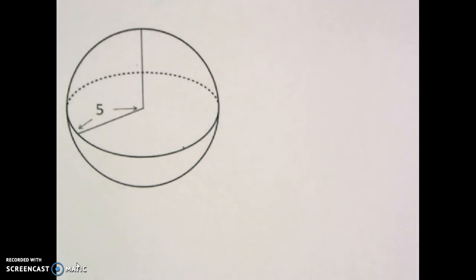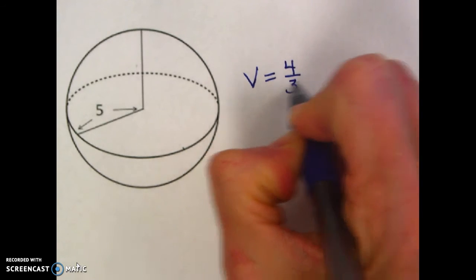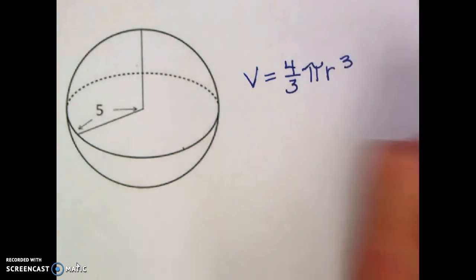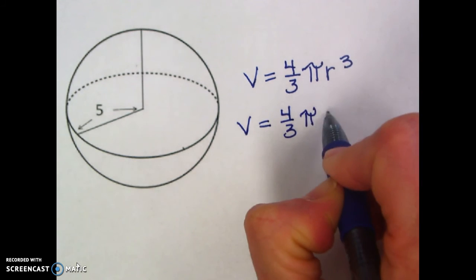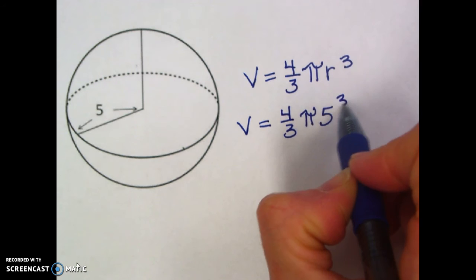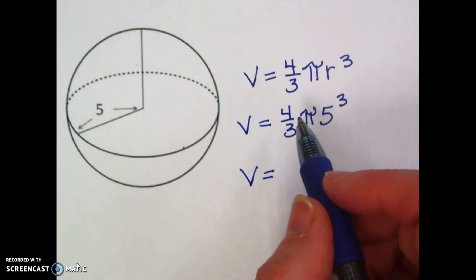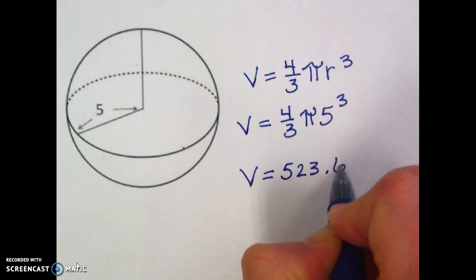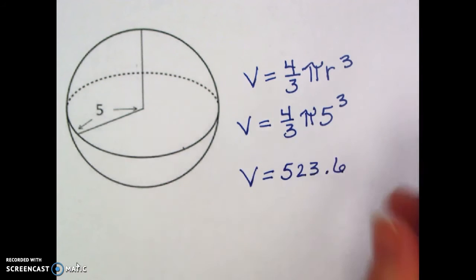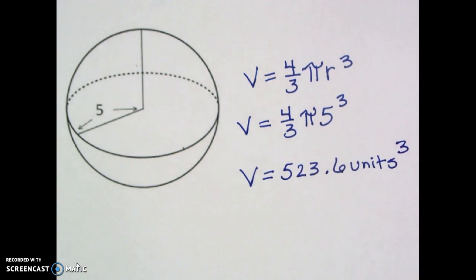So here's the sphere we're going to do as an example. Again, volume is 4/3 pi r cubed. So 4/3 times pi times our radius, in this case 5, cubed. So we enter that into the calculator and it will tell us the volume of this sphere, and that is 523.6. Now this time there's no label here, so we're going to put a label of units cubed. Again, volume is always cubed. So that's the volume of a sphere.